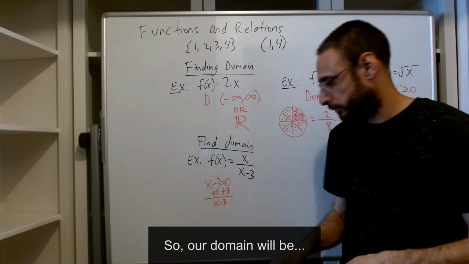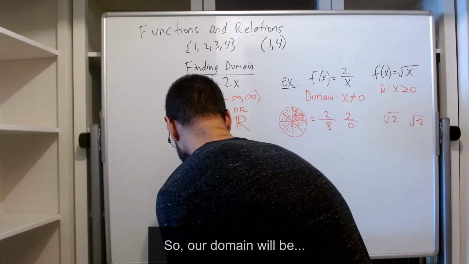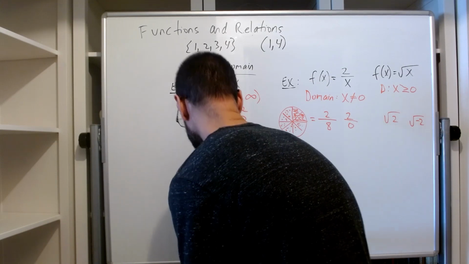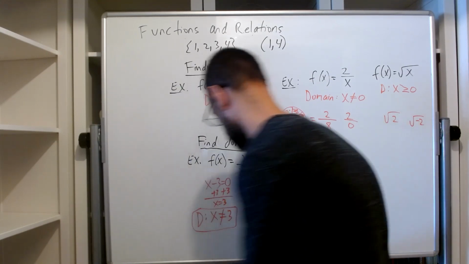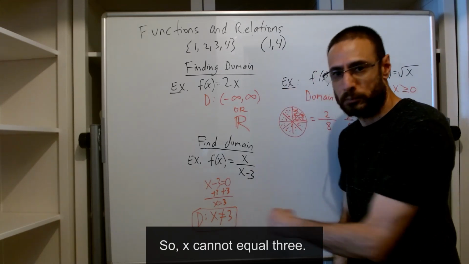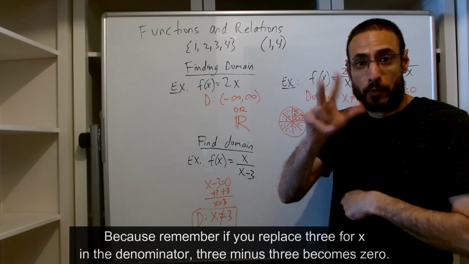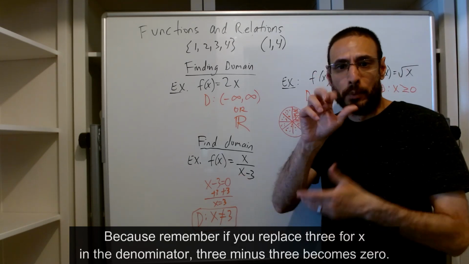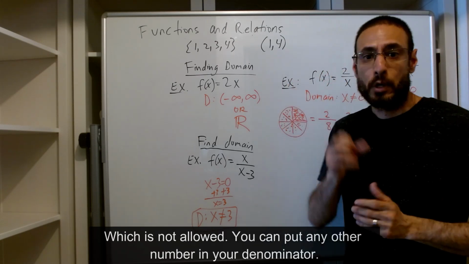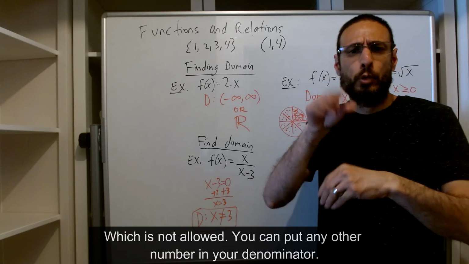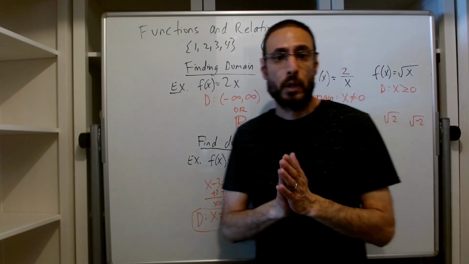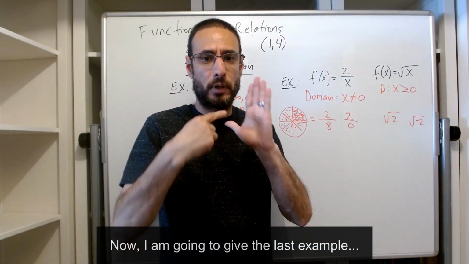So, our domain will be... So, x cannot equal 3. Because remember, if you replace 3 for x in the denominator, 3 minus 3 becomes 0. Which is not allowed. You can put any other number in your denominator. Now, I am going to give the last example.